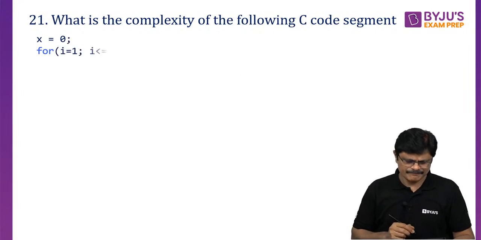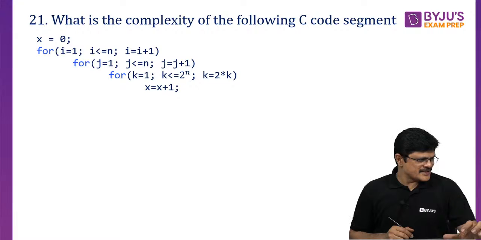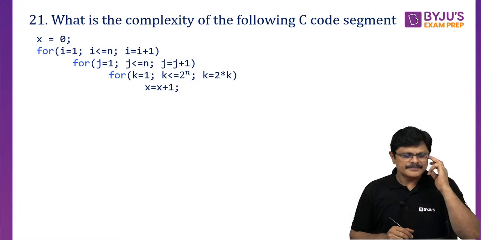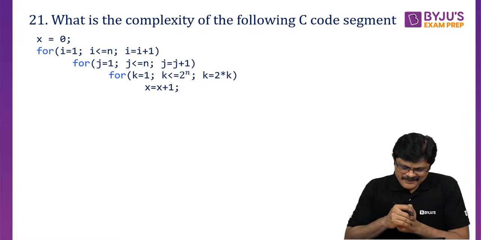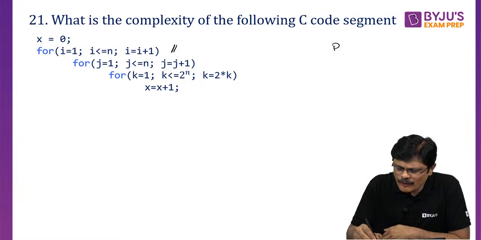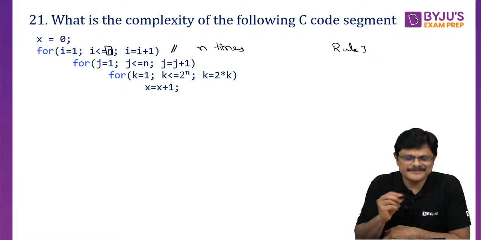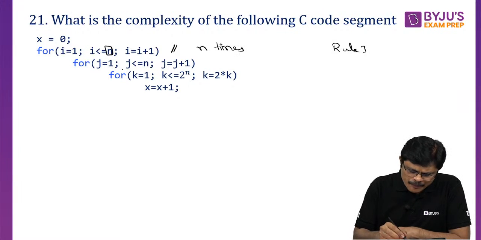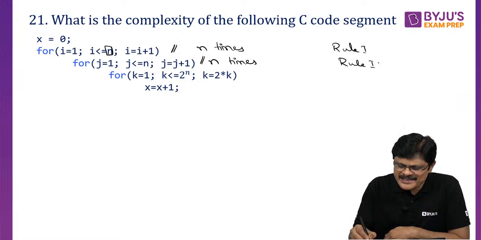Next problem. What about this? Please solve this. So nested loops, independent again. Now if you observe the outermost loop, by rule 1 which I gave, it simply iterates n times. Now the second loop, even this iterates n times only. See, it actually looks similar to the previous problem. There is a slight variation.